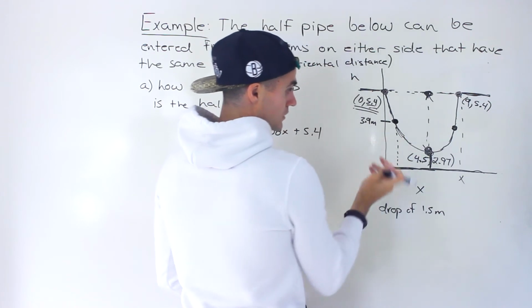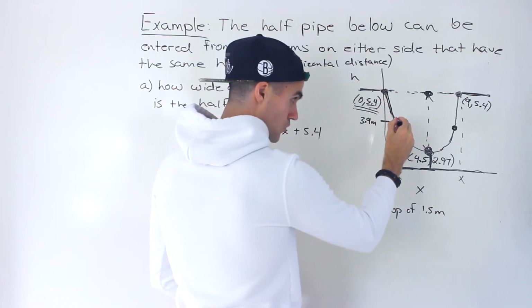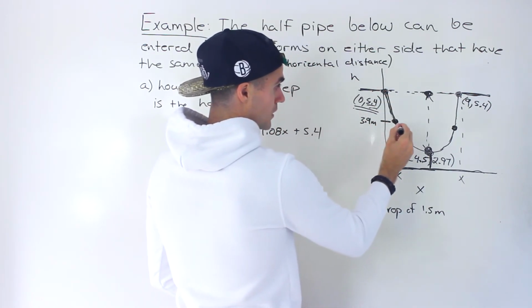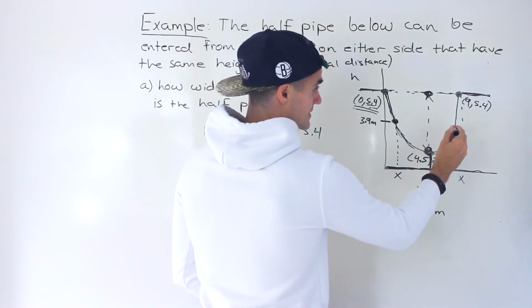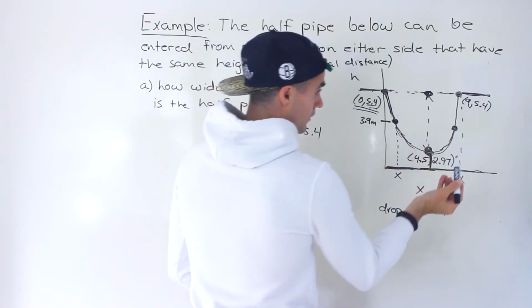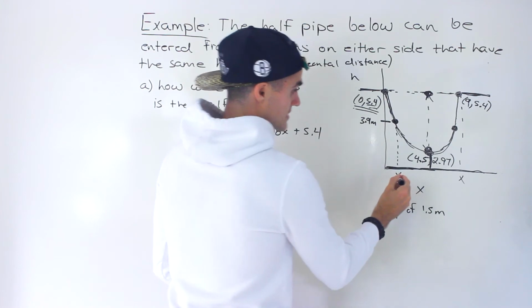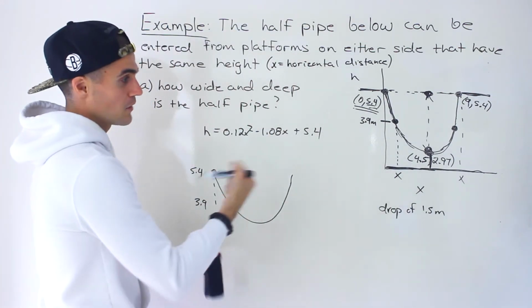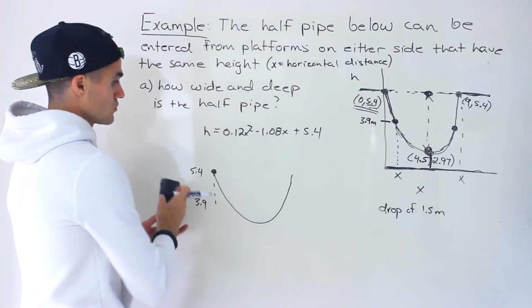How far horizontally are you going to have to travel to get to a drop of 1.5 meters, and then you're going to come back up, and then you're going to get to that same height again on the other side of the half pipe. But really, they're just asking for that first x value, but when we solve, we're going to get two solutions.